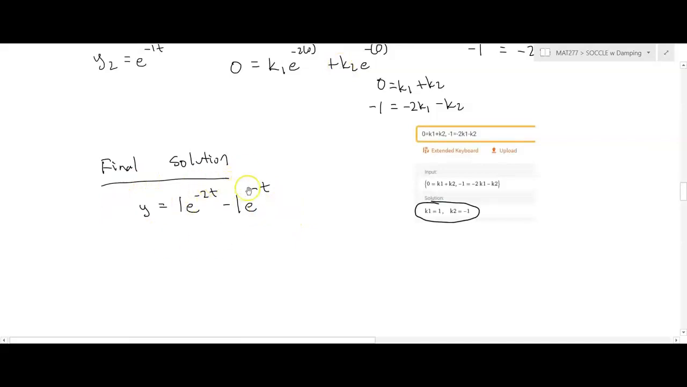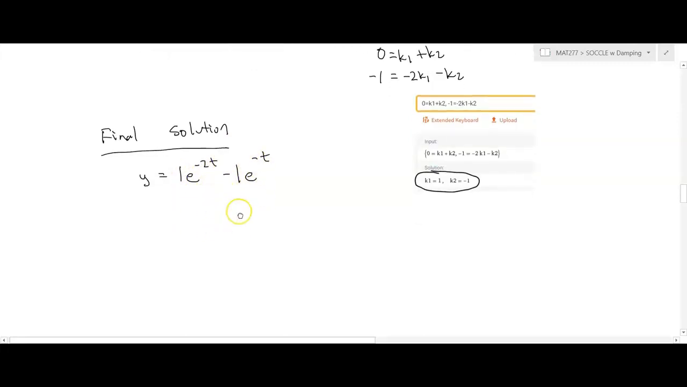Well, there's no sines, there's no cosines in our equation, so there's not going to be any oscillation going on here, or any significant oscillation. So these are both decaying exponential functions. And so we can see here that as t approaches infinity, y approaches, well, what happens to this term? Well, as t approaches infinity, this is going to decay to 0. This is going to decay to 0. So that means y is going to decay down to 0.